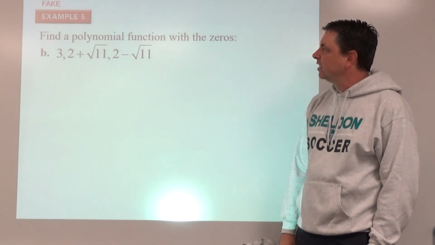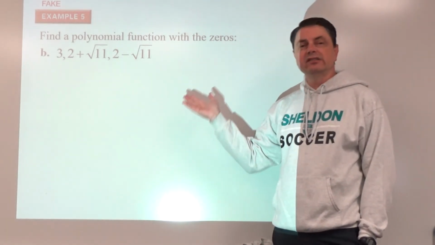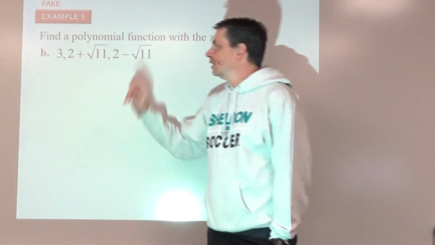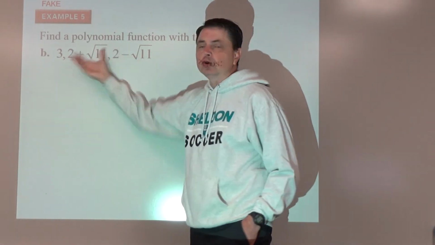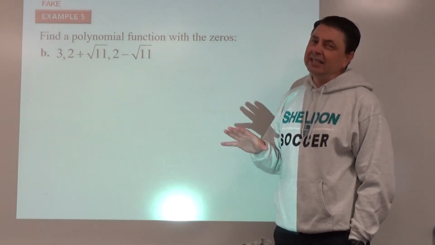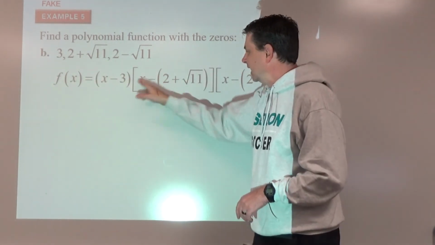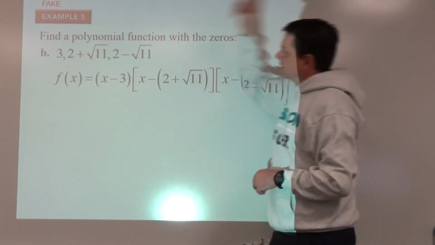Take example 5, part B. Write a polynomial function with these zeros. Same idea. F of x equals x minus that times x minus that times x minus that. Now, these 2 being binomials, you might need to be a little bit careful about how we're writing them. So notice I got some brackets here. X minus that one times x minus that one.